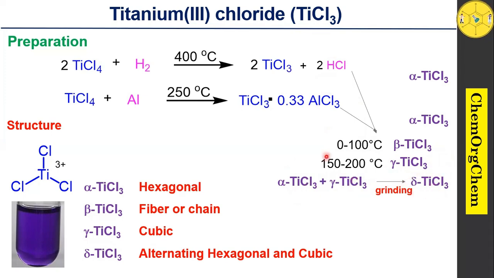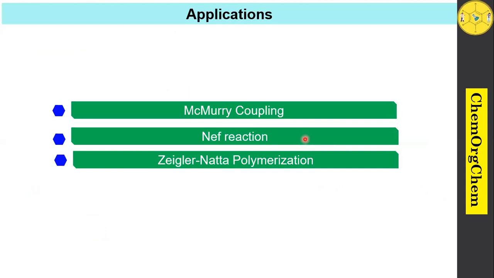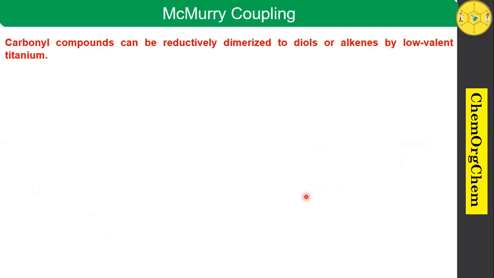Next, moving on to the applications of titanium trichloride. There are 3 important applications of titanium trichloride, such as the McMurry coupling, the Nef reaction, and Ziegler-Natta polymerization. We'll see them one by one. First, we are going to see the McMurry coupling.